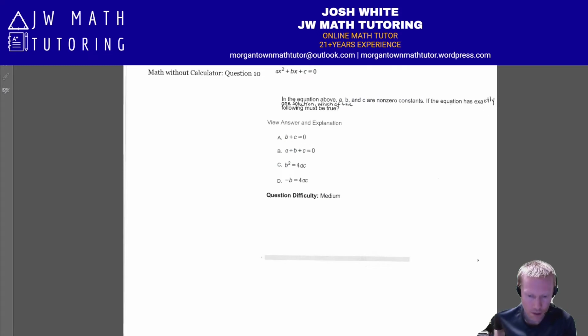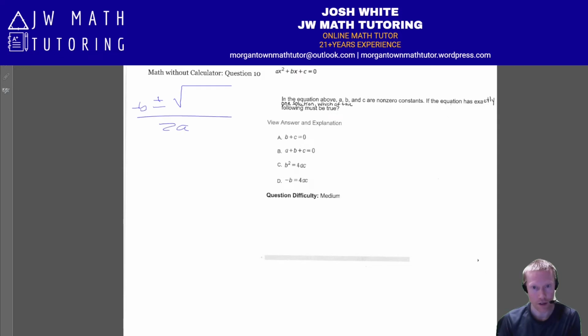Next question, problem number 10. This one deals with basically the quadratic function, specifically the discriminant part of it. So when you have a quadratic function like we do here, ax squared plus bx plus c, for it to have exactly one solution, the discriminant, which in the quadratic formula is the part underneath the radical, b squared minus 4ac, has to equal 0. When that equals 0, then there is only one real solution.